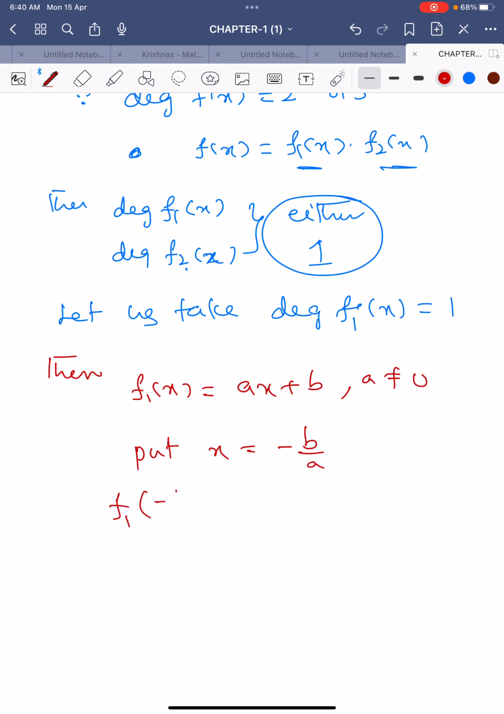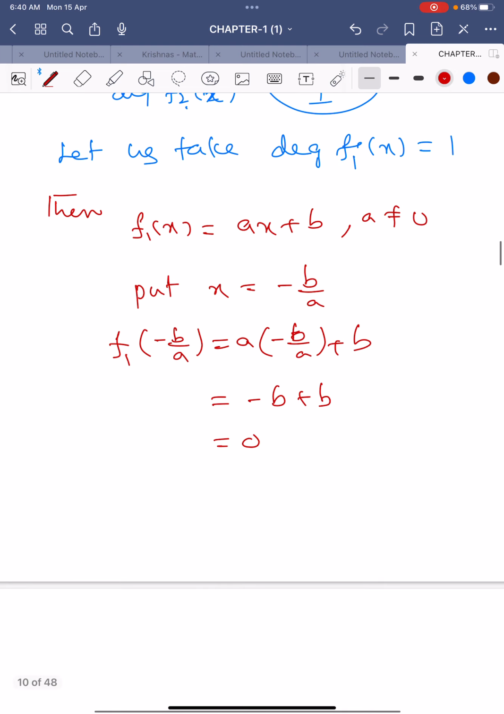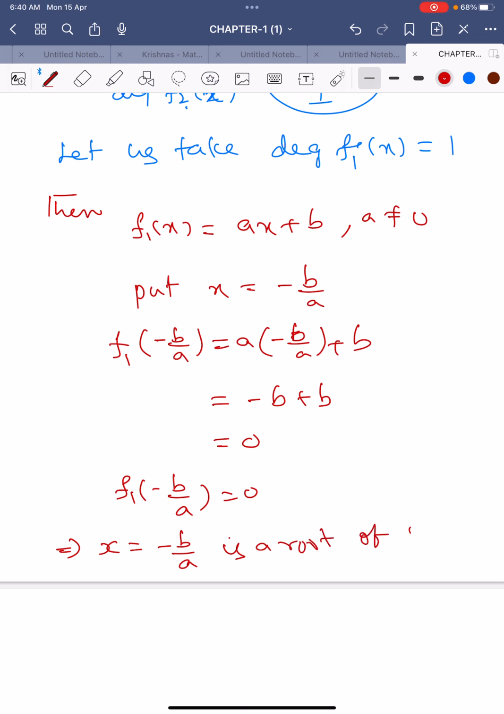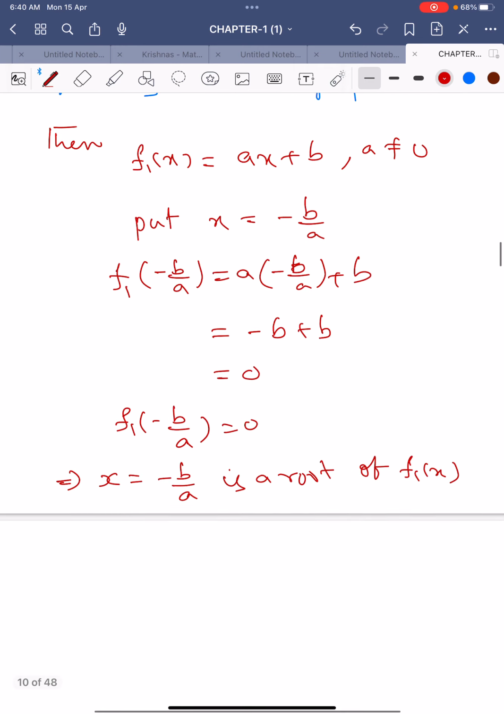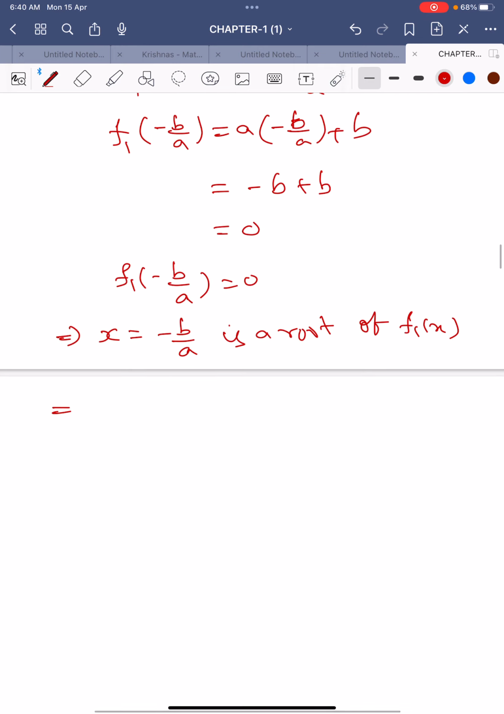Then f1 of minus b by a is equal to a into minus b by a plus b. Simply you get minus b plus b, you get 0. It means f1 of minus b by a is equal to 0. It means x equals minus b by a is a root of f1 of x.